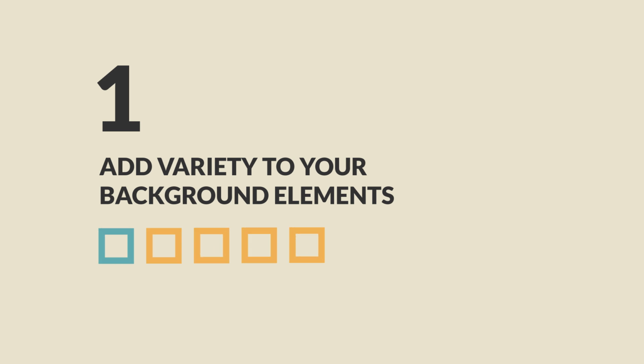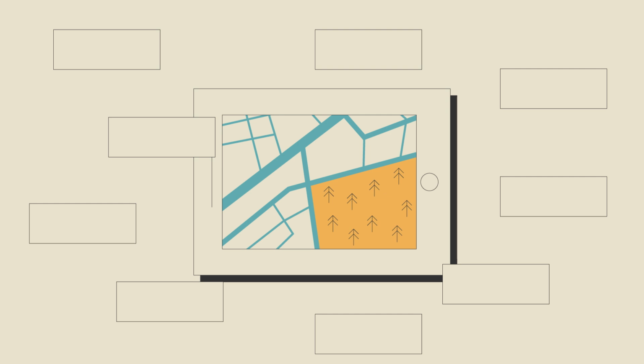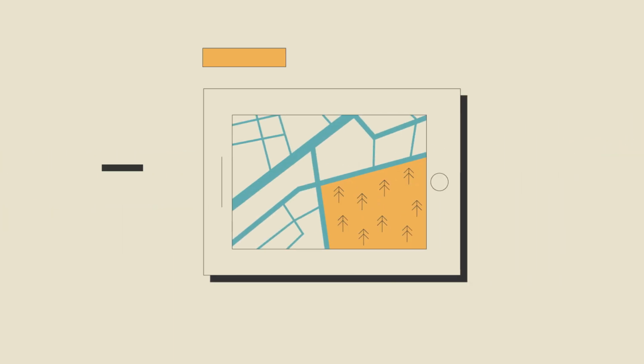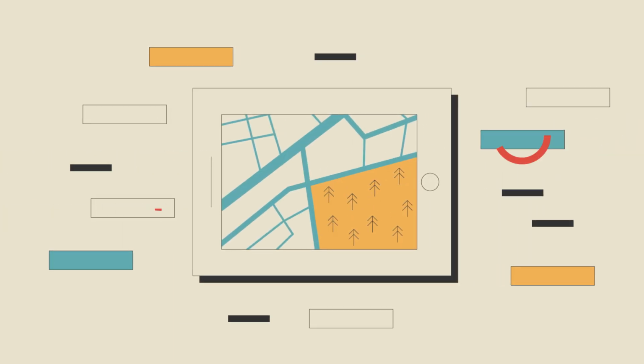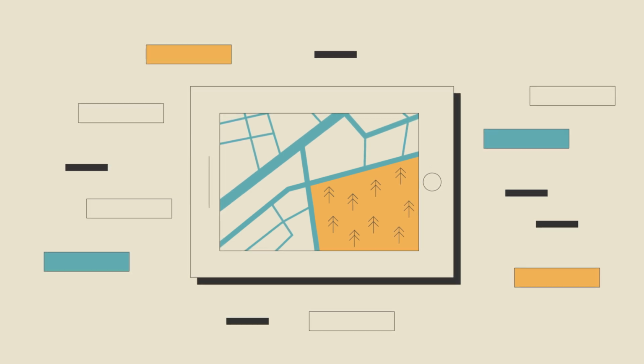Tip number 1, add variety to your background elements. Don't let your background elements feel static and boring. By giving them variety in size and visual weight, especially through color, you add depth and interest. A few well-placed larger or smaller but darker elements can balance the composition.